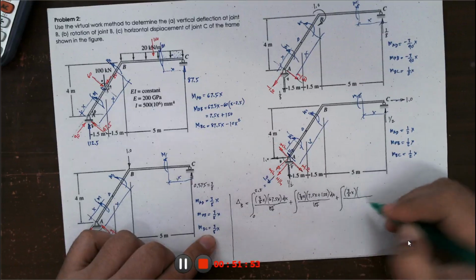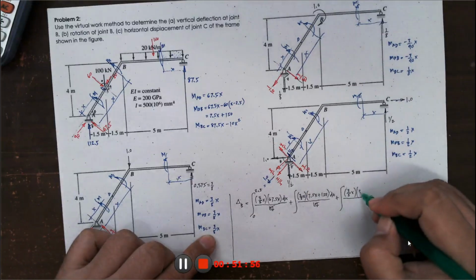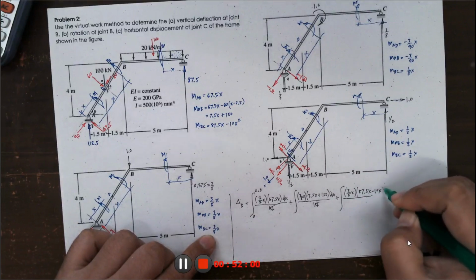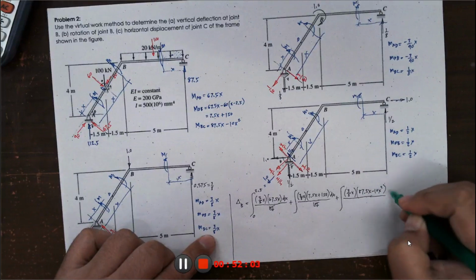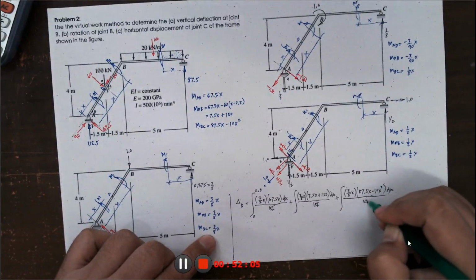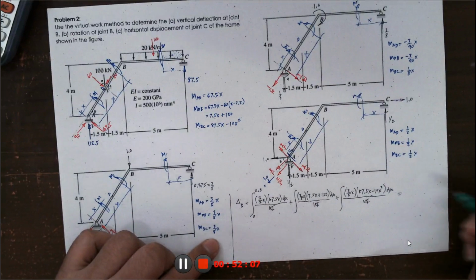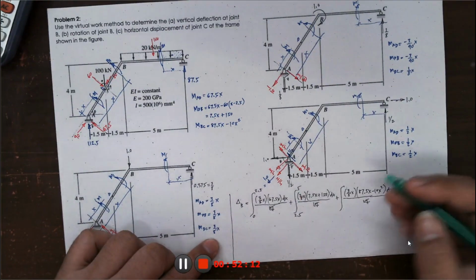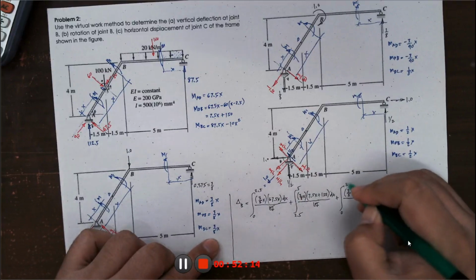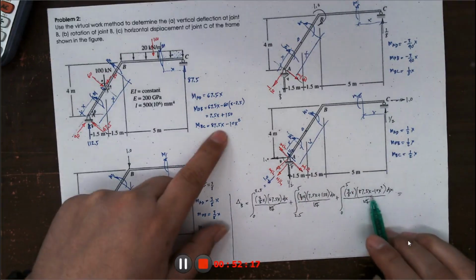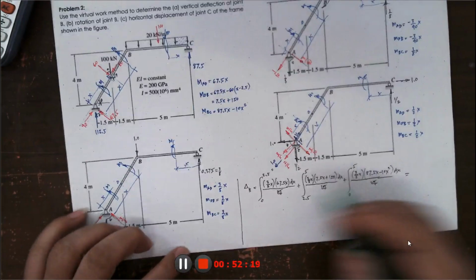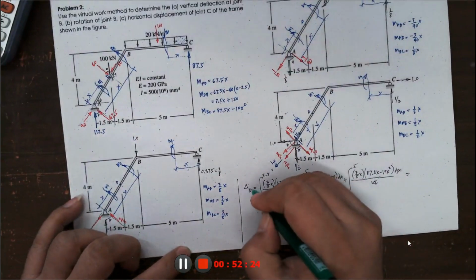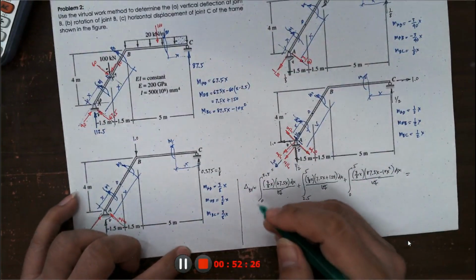3/8 times 87.5x minus 10x squared dx over EI, 2.5 to 5, 0 to 3 over 8x, and then vertical theta b.